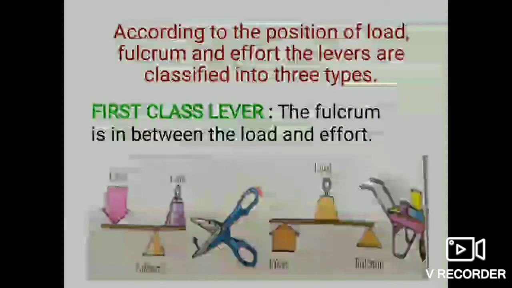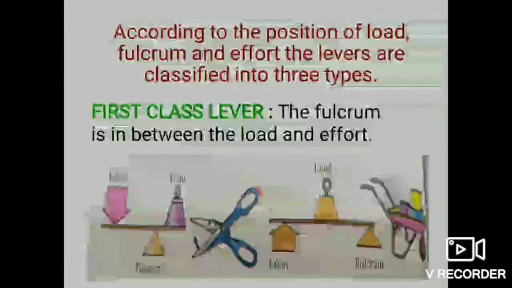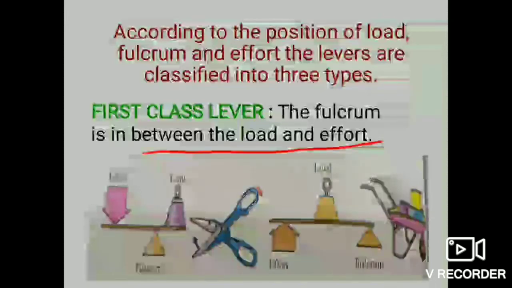Okay? According to the position of load, fulcrum and effort, levers are classified into 3 types: first class lever, second class lever and third class lever. The first class lever is one in which the fulcrum is located between the load and the effort. A pair of scissors, seesaw and a crowbar are examples of first class levers.